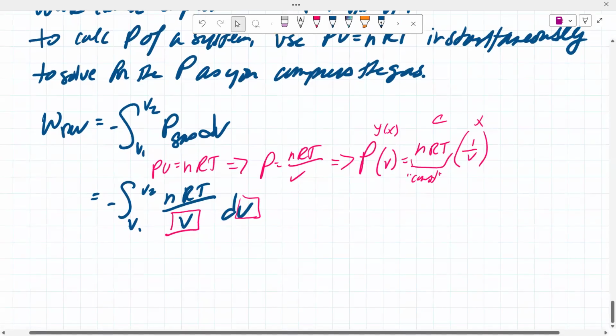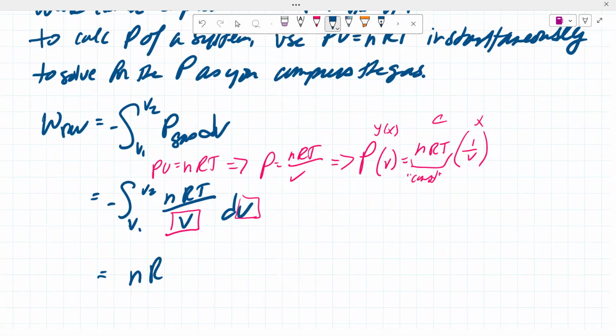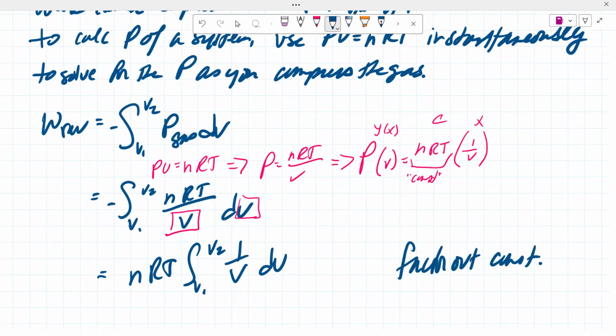So then we're going to factor out the constants. So nRT times the integral from v1 to v2 of 1 over v dv. This was factor out the constants. Okay, this was given, this one was written as a function p of v. Okay, factor out the constants.